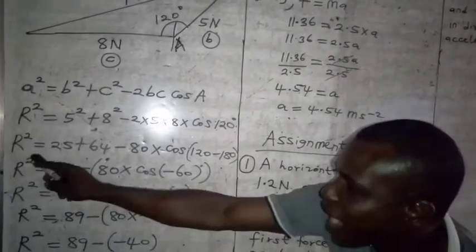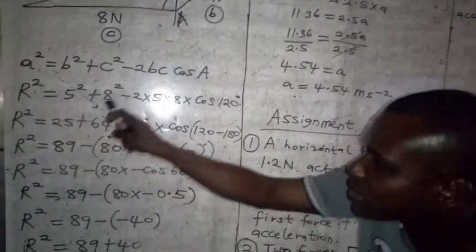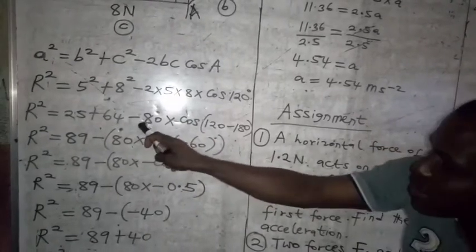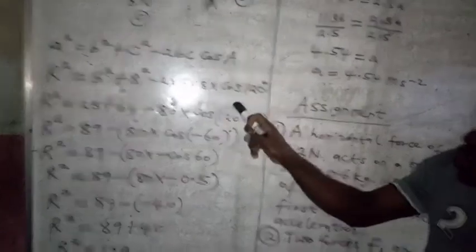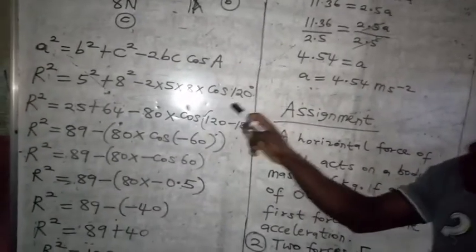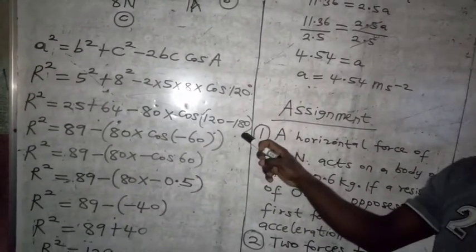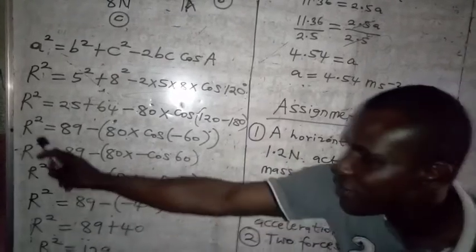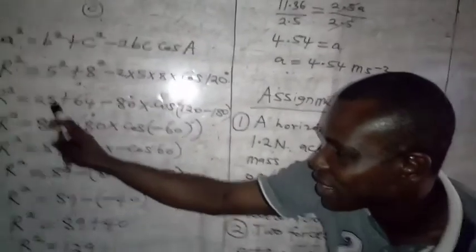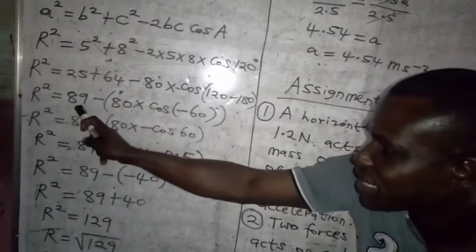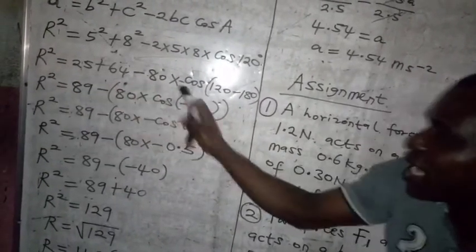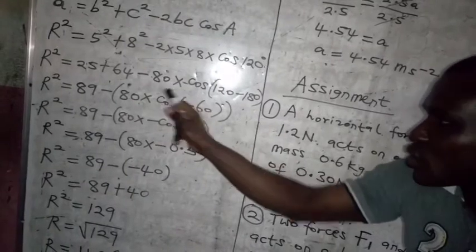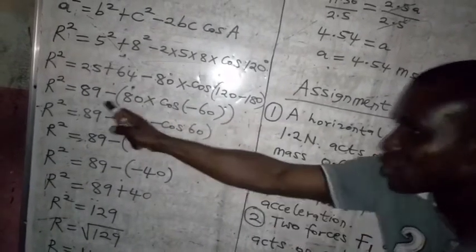So we now have R square equals 5 square is 25 plus 8 square 64. Then minus 2 times 5 times 8 will give us 80. Then times cos, here this is cos. So it will now be 120 minus 180 degrees. So we have R square equals 89. That is 25 plus 64 will give us 89. Then minus, remember this minus is a demarcation between here and here. So you bracket. You now do this one collectively and get a simple answer before joining it with what?